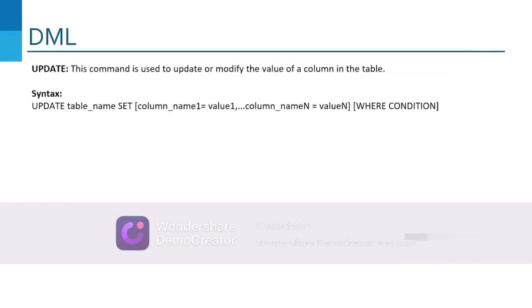Okay, the next one. This command is used to update or modify the value of a column in the table. So once you want to update or modify the value of a column, then we use UPDATE. How do we do it? UPDATE table name SET column name equal to value 1, column name equal to value, whatever columns you want to change. If you have any condition, you can put the WHERE condition as well.